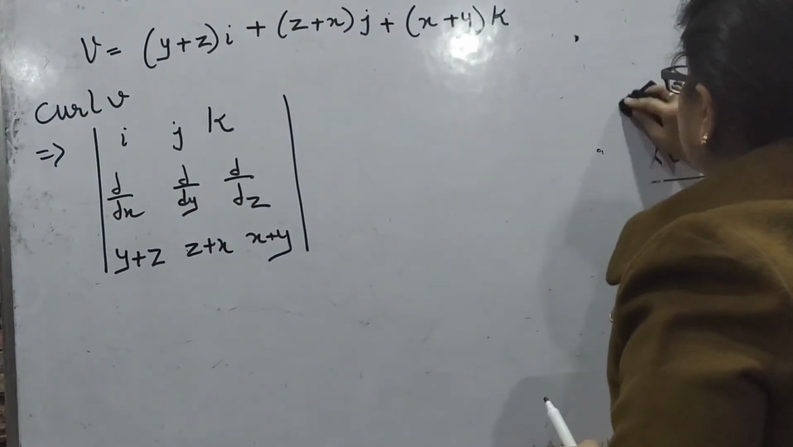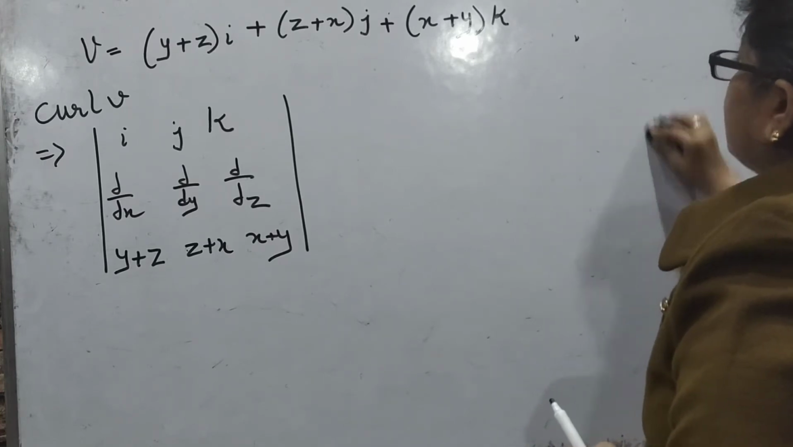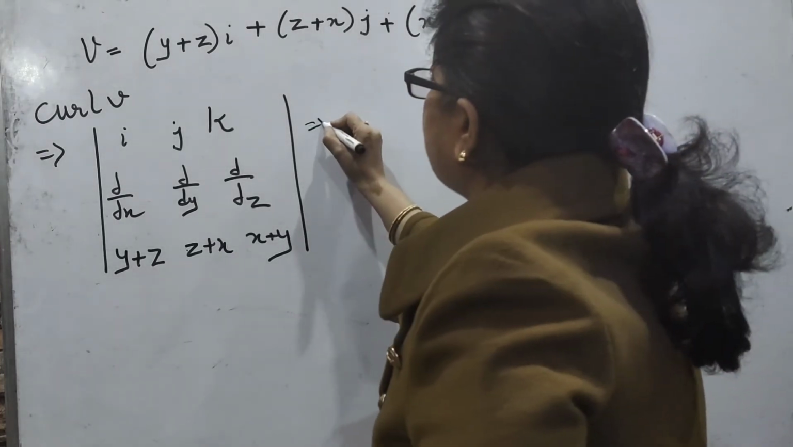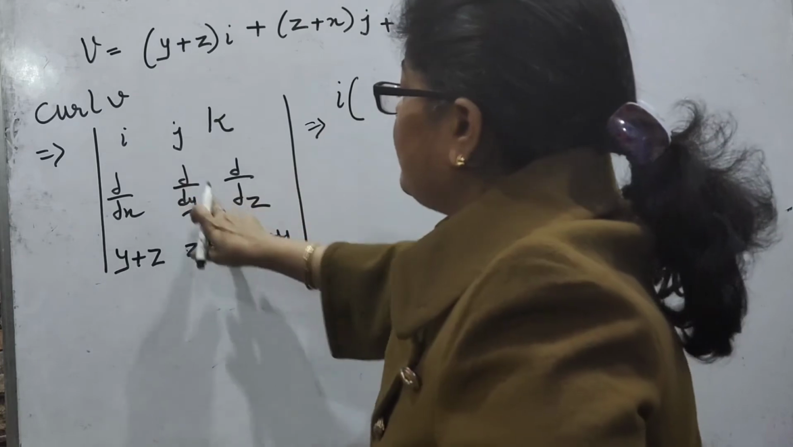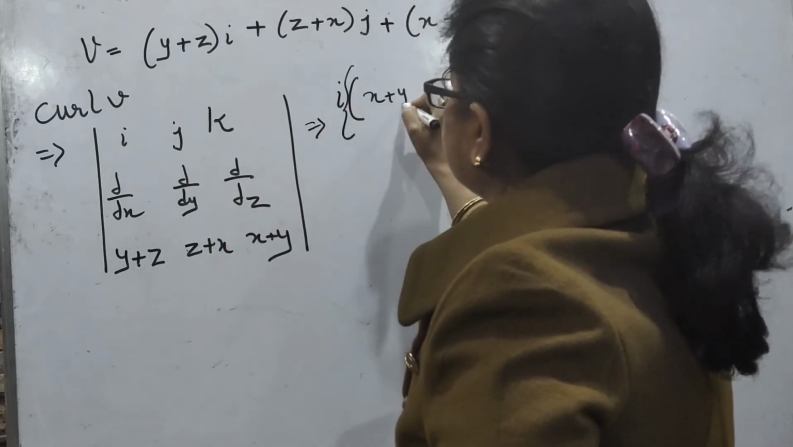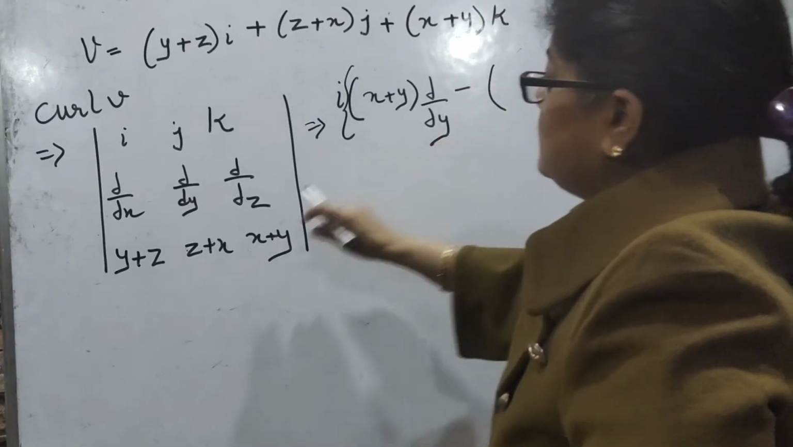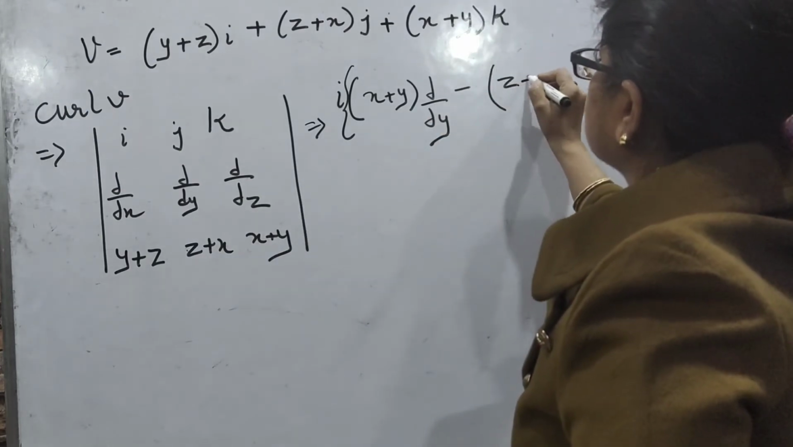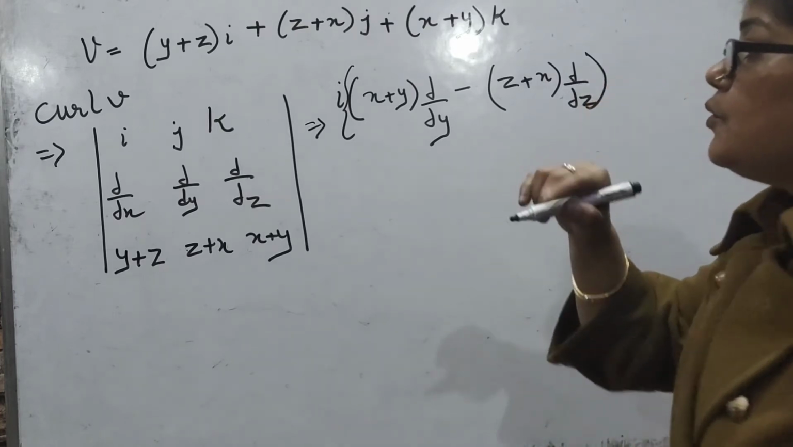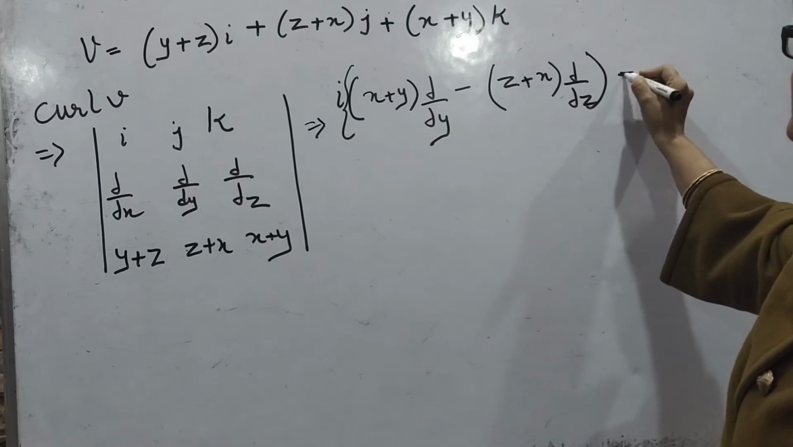So just remember, in order to find the irrotational vector, we have to find the curl of that vector. So we write over here i ∂/∂y into (x + y), then ∂/∂y of (x + y) minus (z + x) ∂/∂z. Clear? Now note one thing. Whenever you write the second term, that is j, you put a minus j over here.